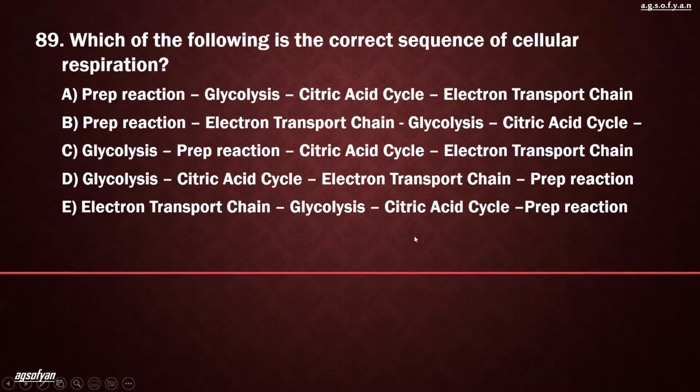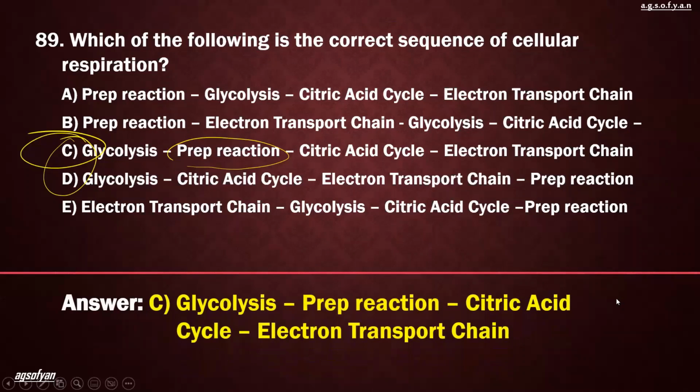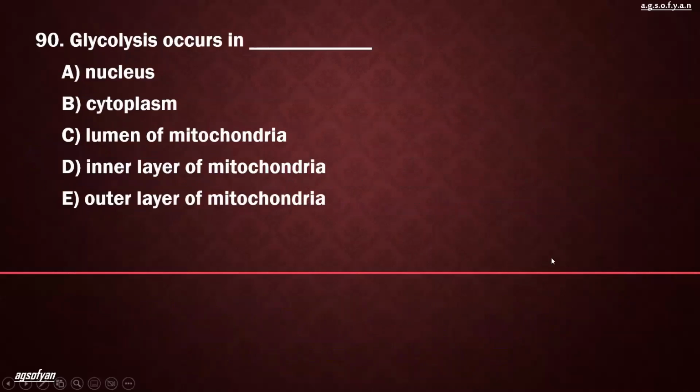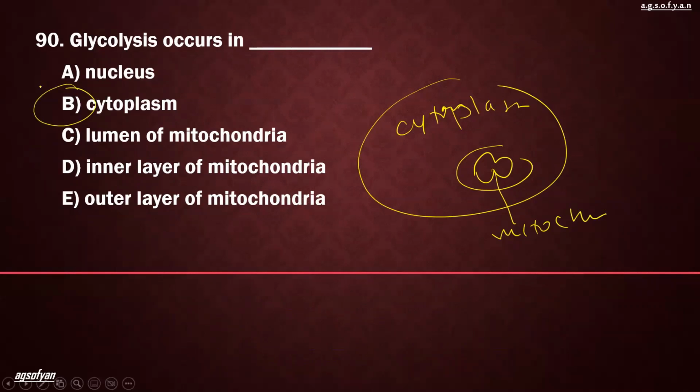Which of the following is the correct sequence of cellular respiration? We start with glycolysis. Now, what is after glycolysis? It's going to be the prep reaction. Glycolysis, prep reaction, citric acid cycle, and then electron transport chain. So C should be the correct answer. Glycolysis, as I mentioned before, is in the cytoplasm. The rest of the reactions will be in the mitochondria. So where is glycolysis happening? In the cytoplasm.